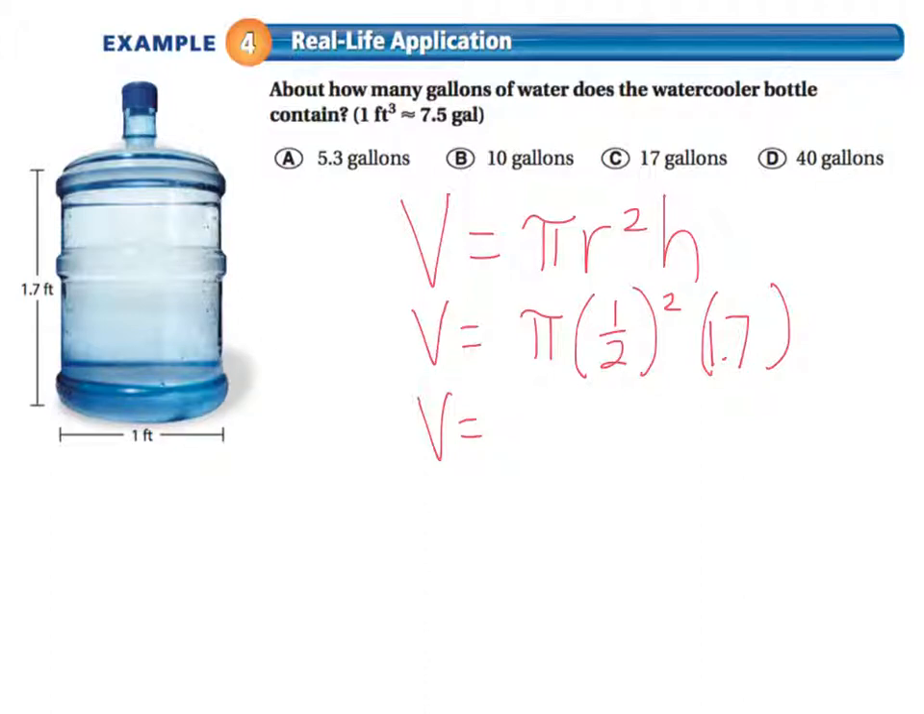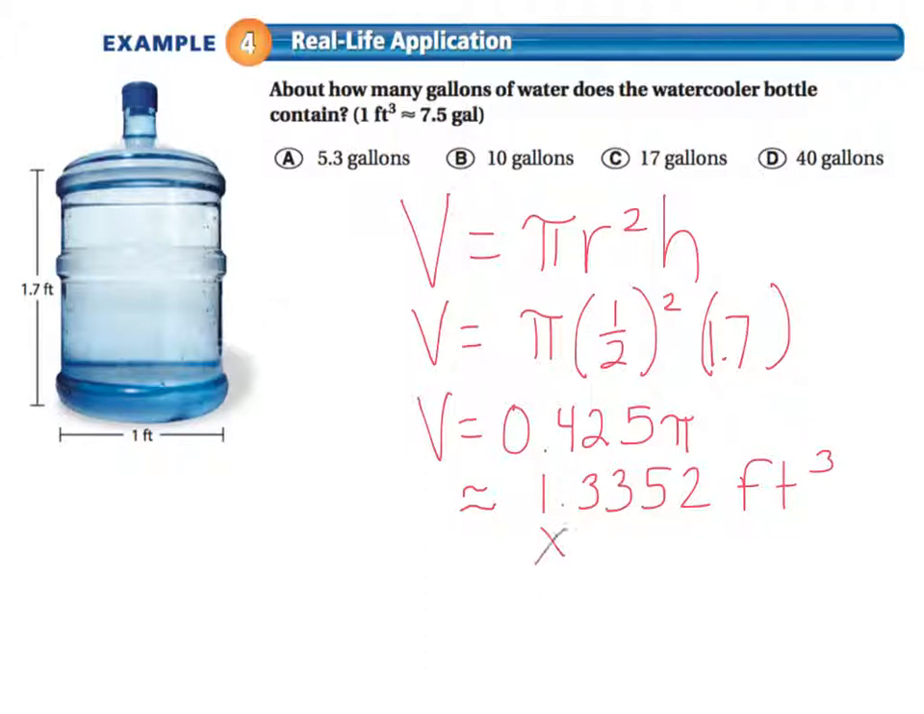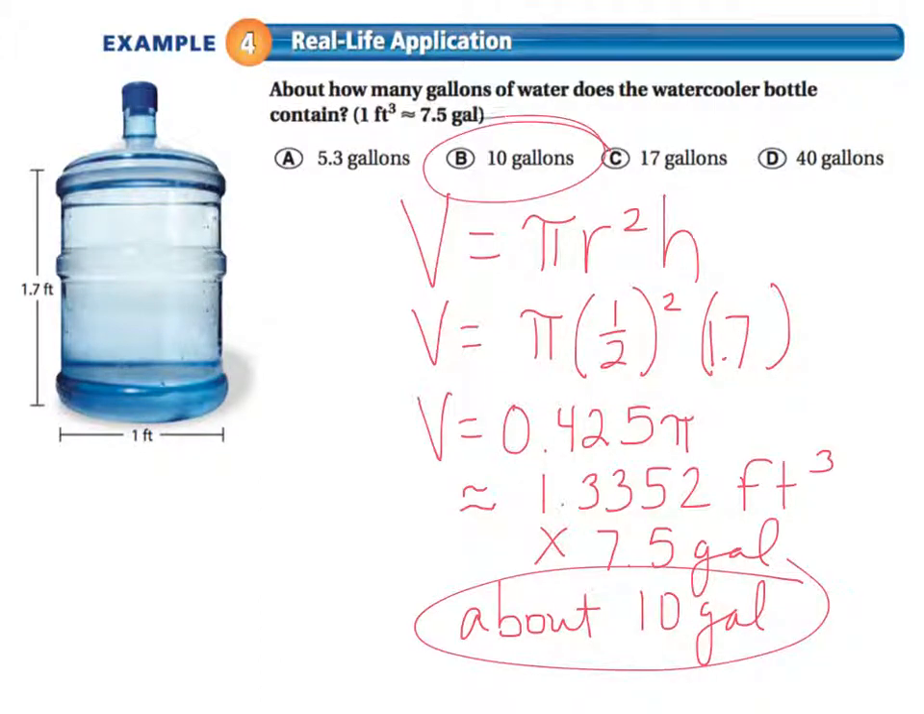And so if I multiply that, that'd give me 0.425 pi, which is approximately 1.3352 cubic feet. Well, if 1 cubic foot is 7.5 gallons, I just multiply by 7.5 gallons, and that would give me about 10 gallons of water. And that would be my answer.